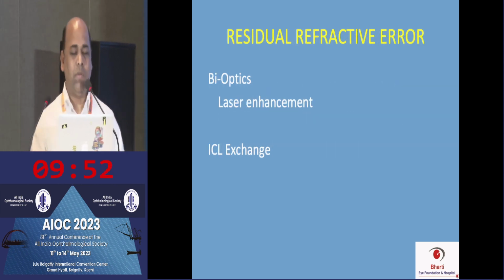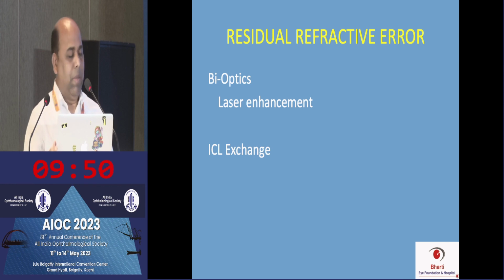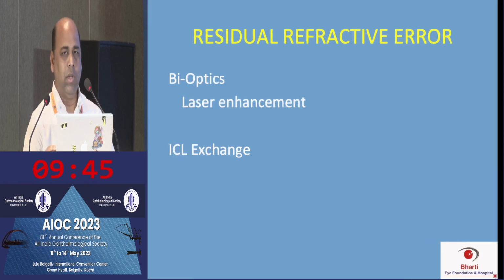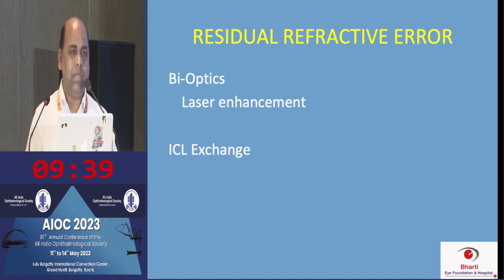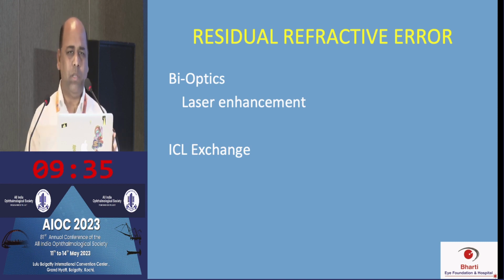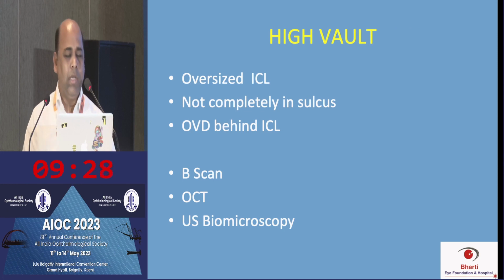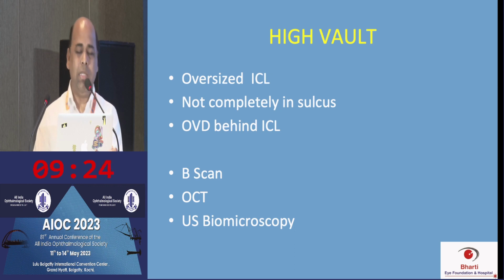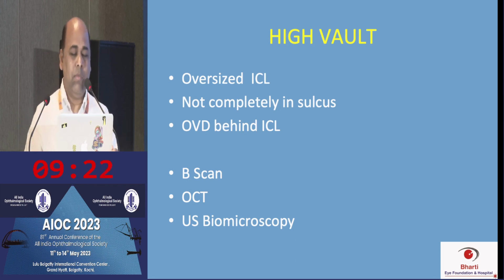So in cases of residual refractive error, bioptics is a good option to cover those residual errors. We can go for PRK or LASIK after doing ICLs also. ICL exchange is another option. If there is too much disparity in the outcome, then you can exchange the ICL and put the correct ICL.